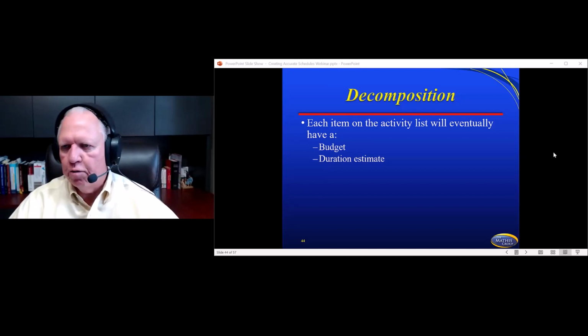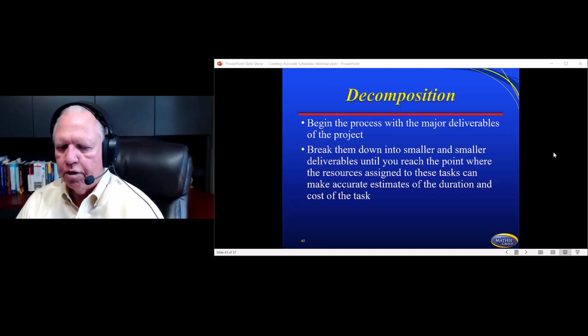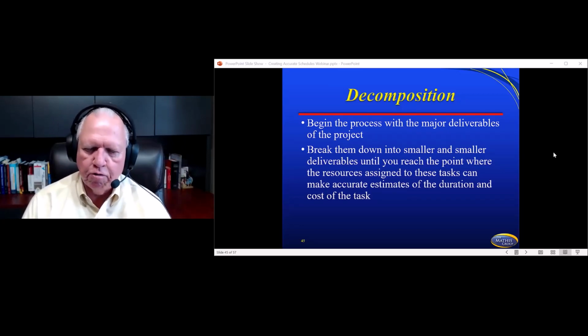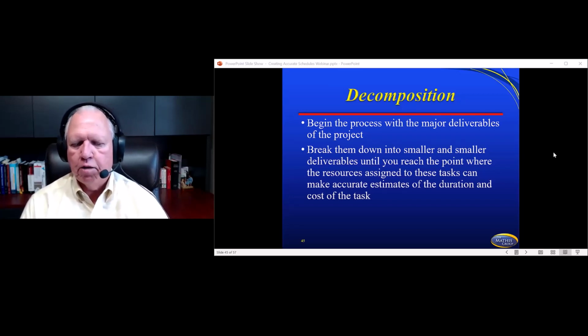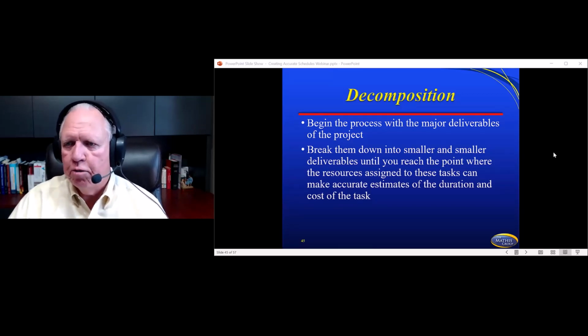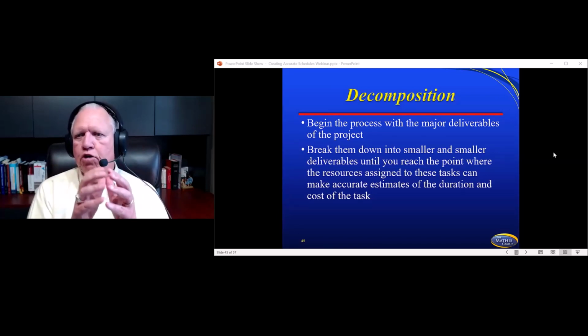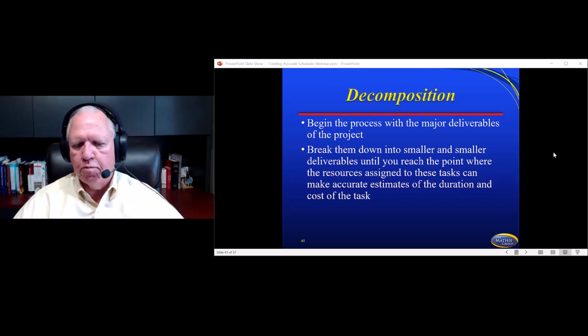So decomposition is becoming very popular on the Agile side. One of the techniques for this is you begin the process with major deliverables of the project, and then you break them into smaller deliverables until you reach the point where the resources assigned to these tasks can make accurate estimates of the duration and cost of the task. Sounds very similar to WBS, doesn't it? Well, that's the principle there, but you're doing it at a much smaller level because you're doing it at a sprint level, for a 4-week sprint with a time box of 4 weeks. So you're trying to get that work out the door in a very quick and fast manner.